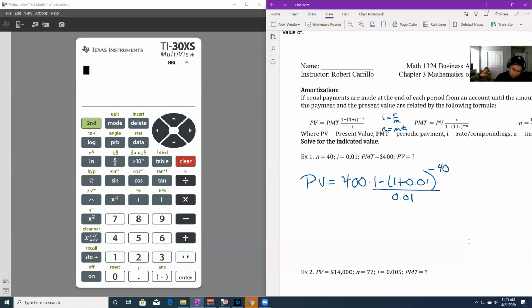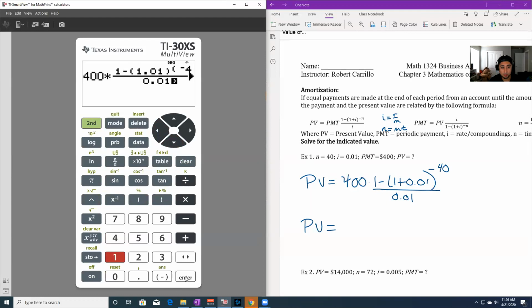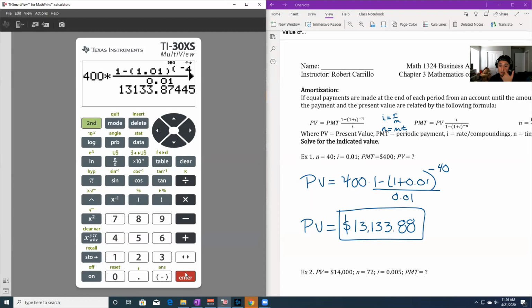Okay, now let's type that in the calculator. So 400 times fraction 1 minus parentheses 1 plus 0.01 becomes 1.01 raised to the negative 40. And just for your sake, put parentheses on it. It's good habit building, right? There you go. Over I, which is 0.01. Enter. We get 13,133.87. Maybe if you round, that could be 8. There you go. That's how you do it in your calculator.